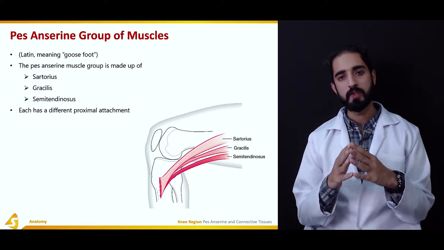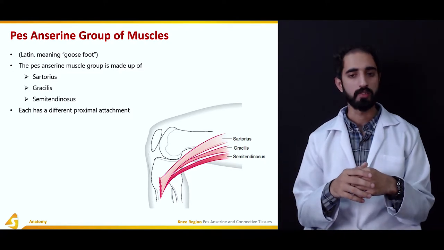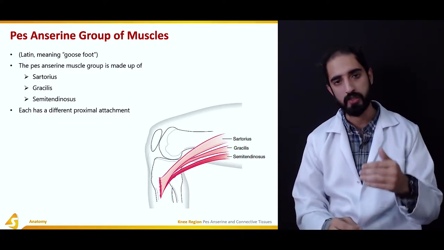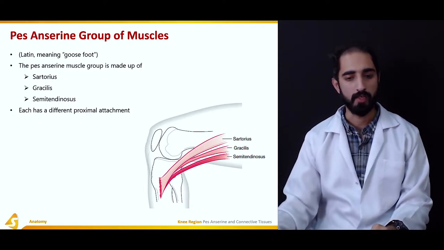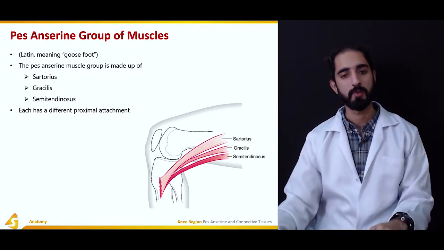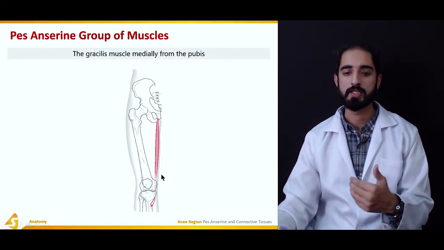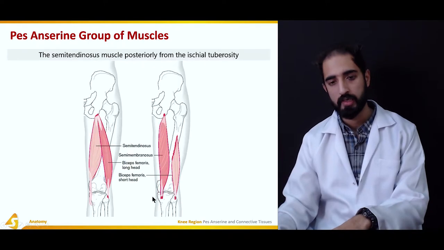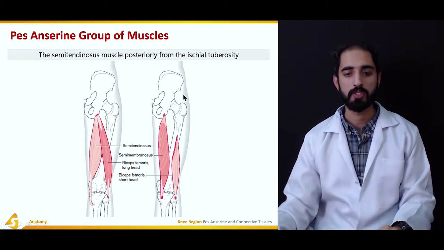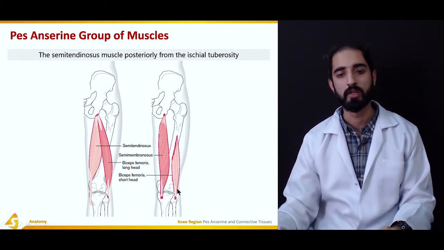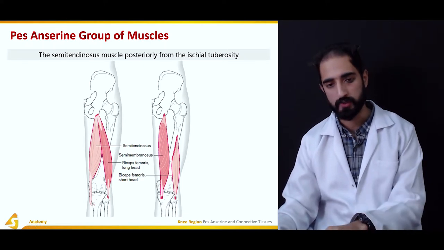Now, talking about these muscles having different proximal attachment sites, the sartorius muscle arises anteriorly from the anterior superior iliac spine, just above the rectus femoris muscle, and attaches to the common Pes Anserine insertion. Similarly, the gracilis muscle originates medially from the pubis, but has the common Pes Anserine insertion. And similarly, semitendinosus, which is located medially and posteriorly, arises from the ischial tuberosity, but it has the common Pes Anserine attachment site.